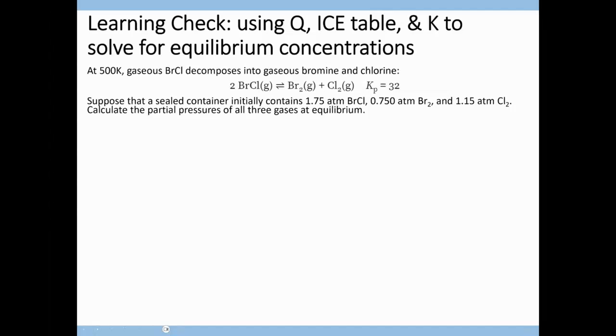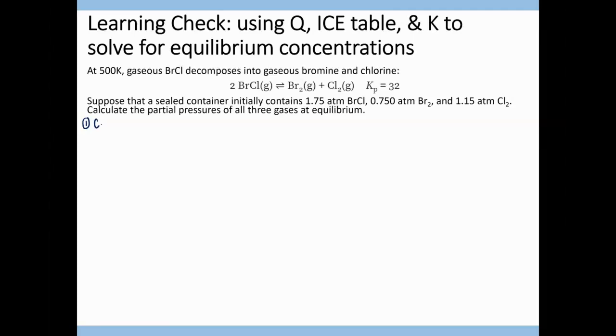This is a problem where we need to calculate Q. We need to determine at this time, will the reaction proceed to the right to form products and use up reactants, or will it proceed to the left to form reactants and use up products? We'll have to do that first, then we'll do a bunch of calculations to calculate partial pressures of all three gases at equilibrium. So there will be some shift to reach equilibrium. We'll use that shift to calculate the partial pressures at equilibrium. We don't know, again, if the reaction will proceed to the left or to the right based on this information.